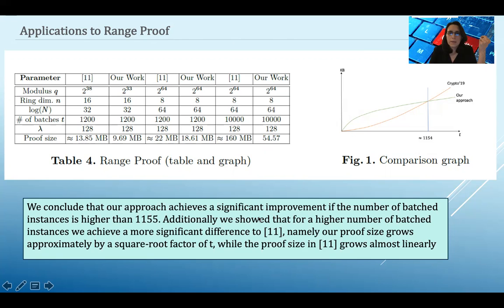So we also showed that for a higher number of batched instances, we achieve a more significant difference to this Crypto paper. Namely, our proof size grows approximately by a square root factor of the batched instances, while the proof size in the Crypto paper grows almost linearly. And this can also be observed here in this graph.